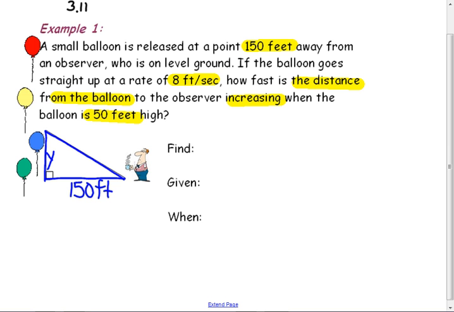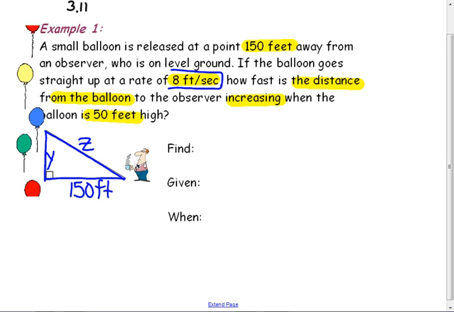Oh, I don't like X. Z. Okay. Call it what you like, but if you want to match your notes, you want to call it the same thing. Okay. The balloon goes straight up at a rate of 8 feet per second. They tell me that. That's given.